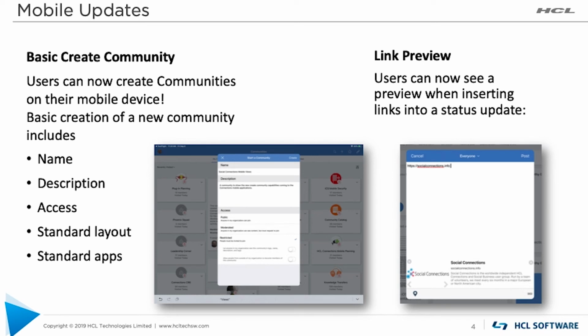Another feature that we're adding in the CR6 timeframe on mobile is the ability to paste a link or URL into a status update on your mobile device, and then Connections will automatically render a preview within your status update, so users who are following you see the rendering of the URL preview in that status update.